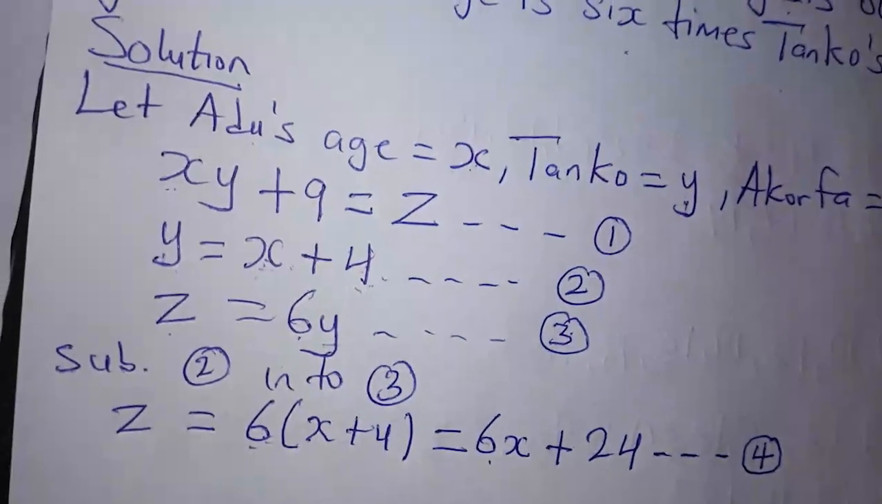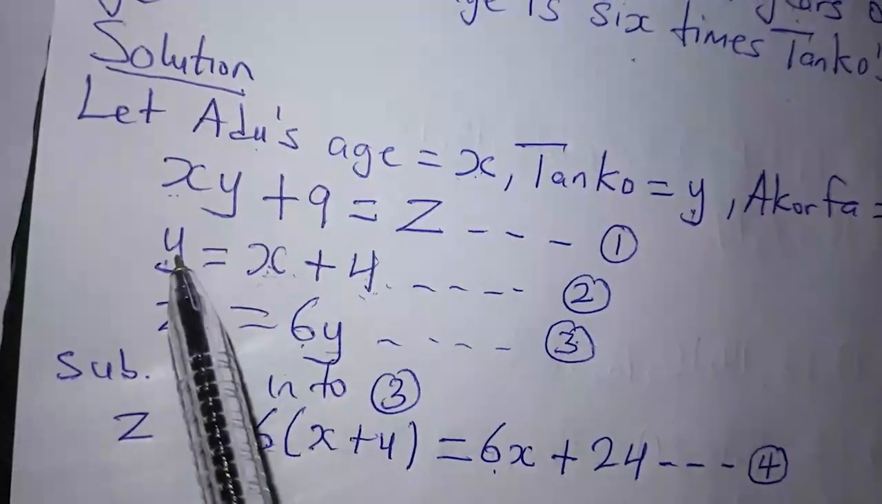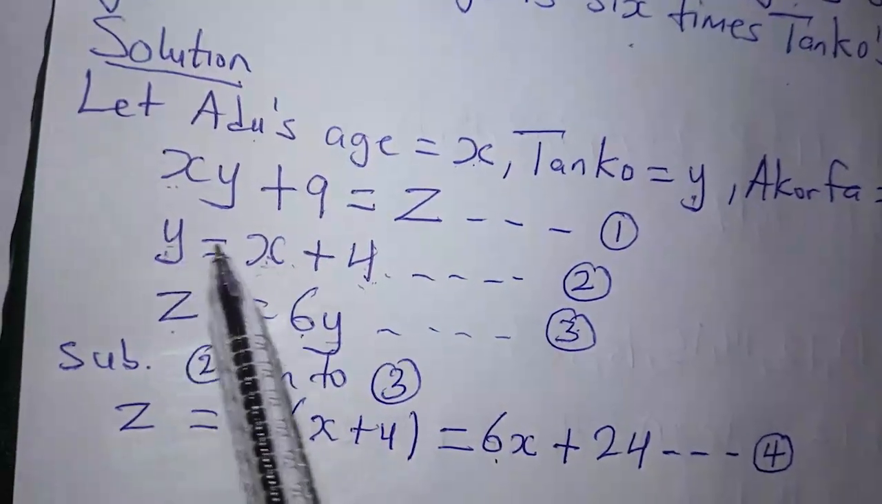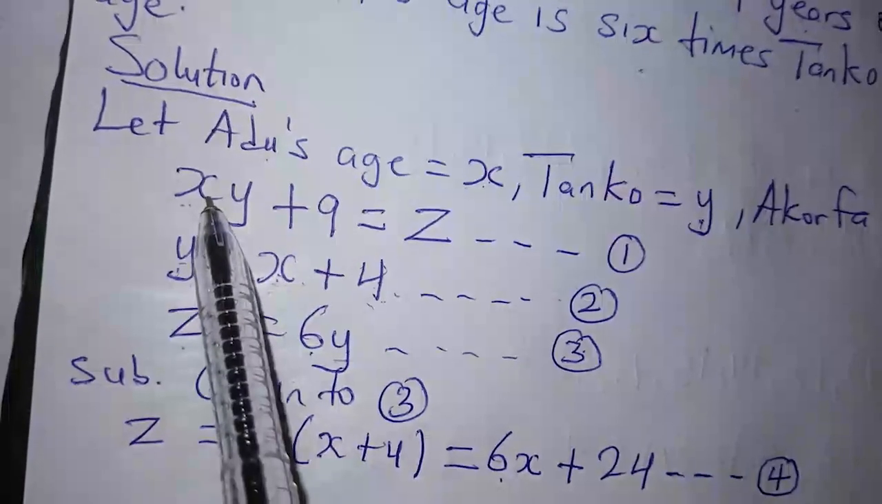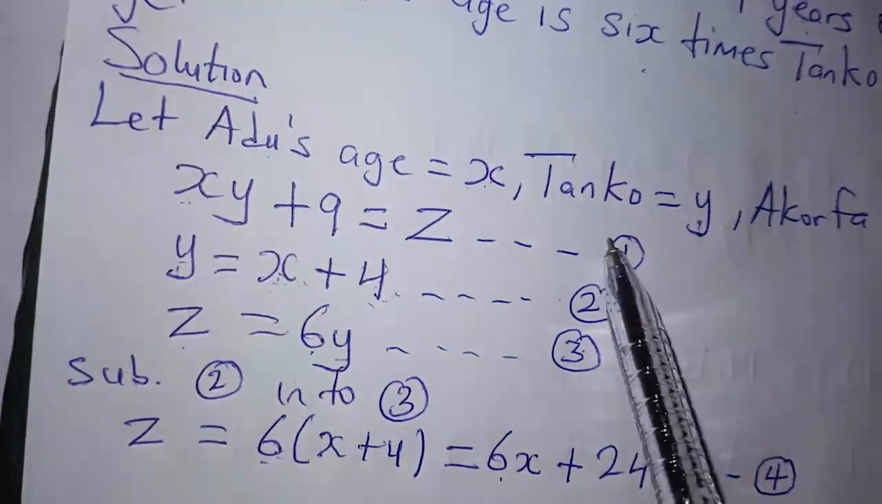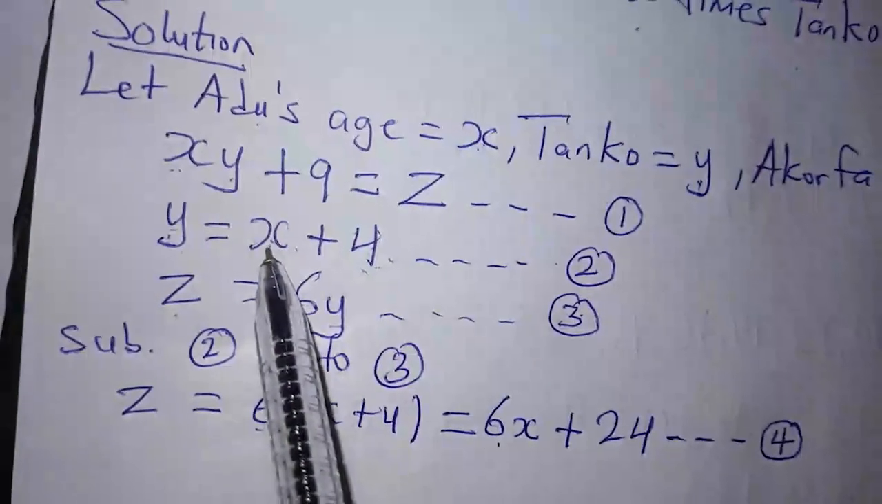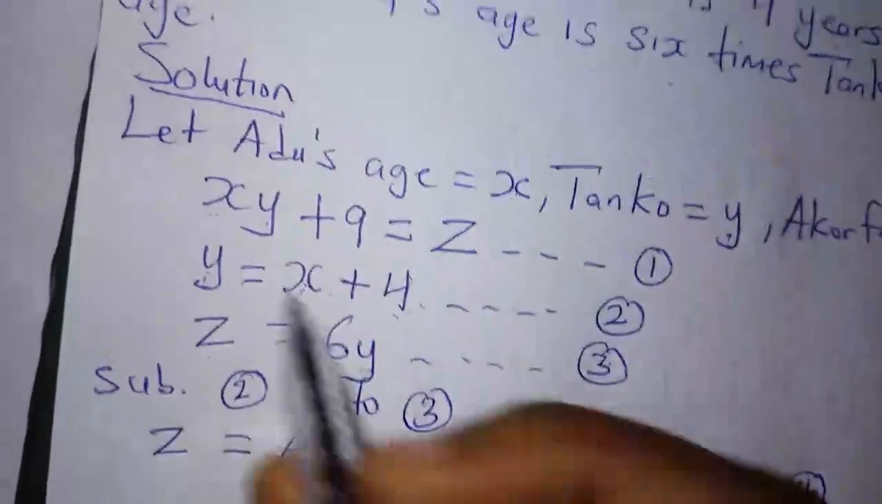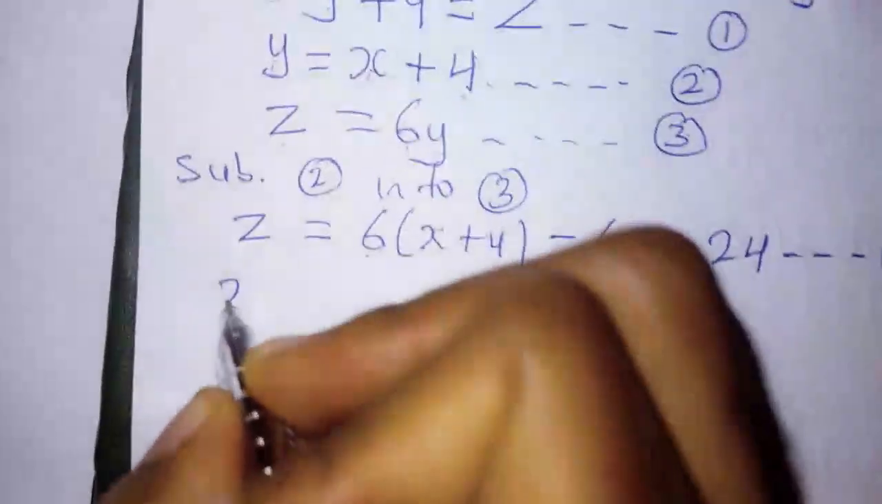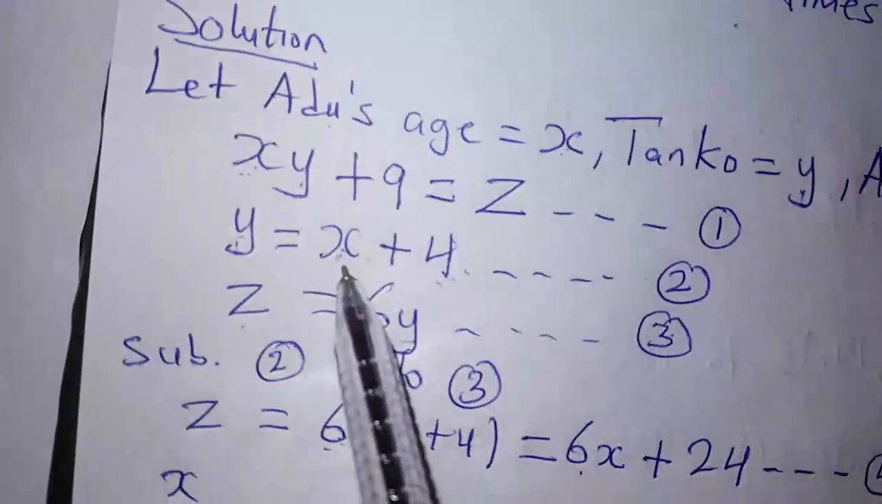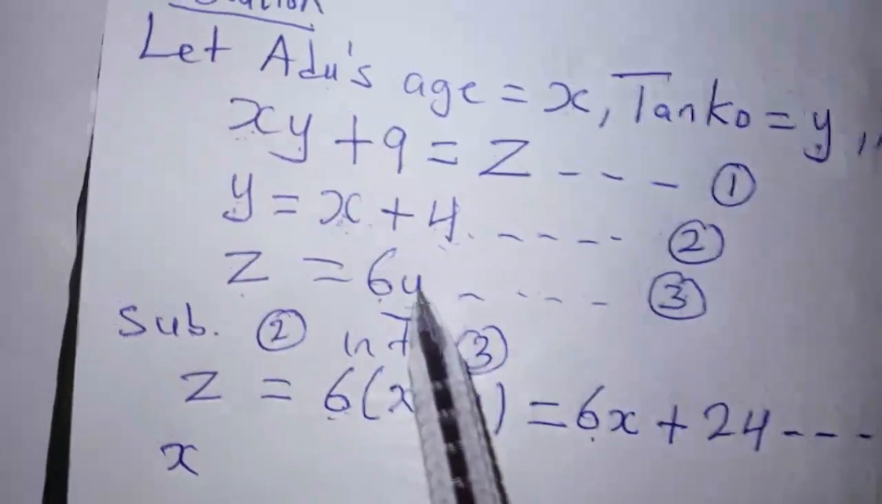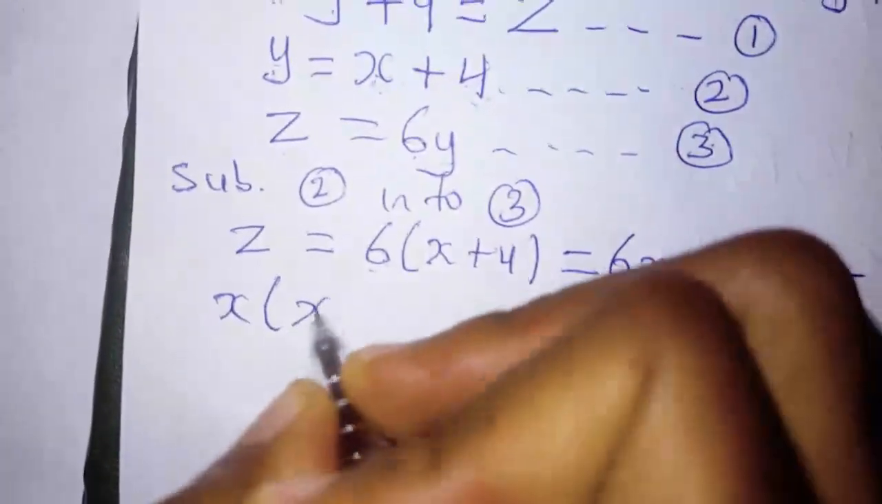Then I also want to do the same thing here. I want to substitute equation 2 again into equation 1, so that in this equation 1, wherever I have y, I'm going to be putting x plus 4. So this is x. Instead of times y, you now have times x plus 4. The same thing I did with this. So x into x plus 4.